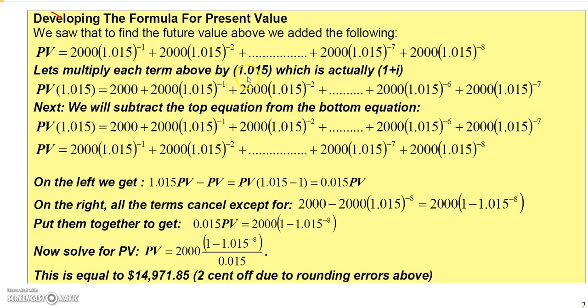Now let's multiply each term above by 1 plus I, so 1.015. If we multiply this by 1.015, we just get present value times 1.015. If I multiply this by 1.015, I'm just going to get 2,000. If I multiply this by 1.015, I'm going to get 2,000 times 1.015 to the negative 1. And so every time I multiply these by 1.015, the exponents are going to increase by 1 unit. And so when I multiply the last one by 1.015, it's going to increase this exponent from negative 8 to negative 7.